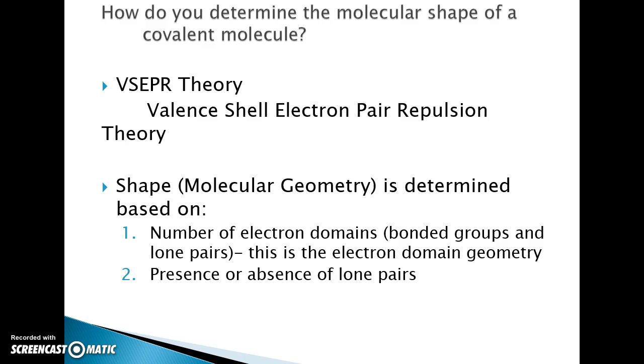The molecular geometry, or the shape, is determined based on 2 things. First, the number of electron domains. So that's the total number of bonded groups and lone pairs around a central atom. When we talk about the number of electron domains, we refer to that as the electron domain geometry. And 2, the presence or absence of lone pairs has special significance.